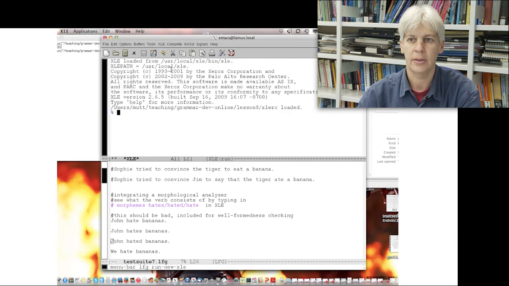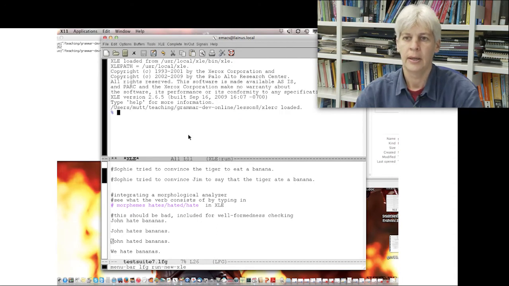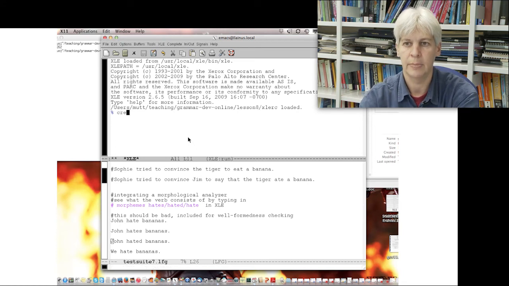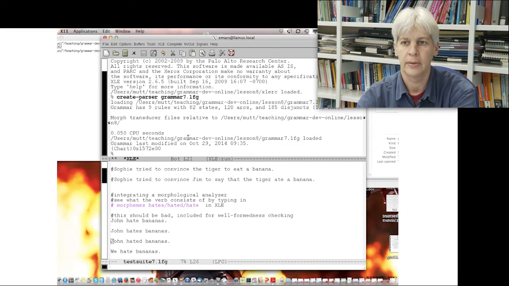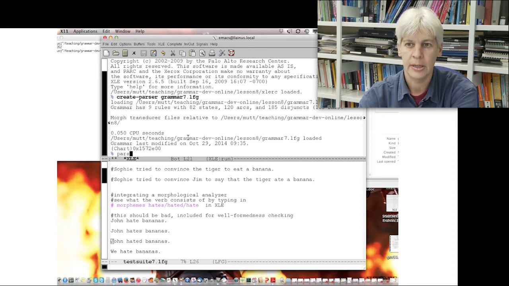So I'm going to start the new XLE process and create my parser. Create parser grammar 7.lfg. Okay, that's loading, that's good. And now I'm going to do some regression testing. I'm going to make sure that all the sentences I had before still work. So parse test file test suite 7.lfg.